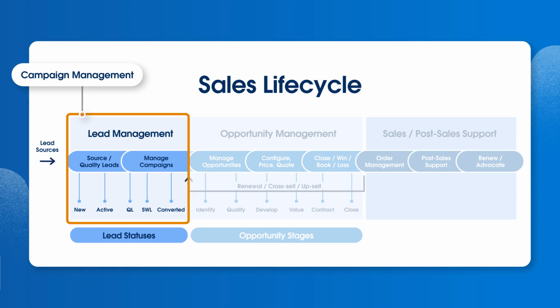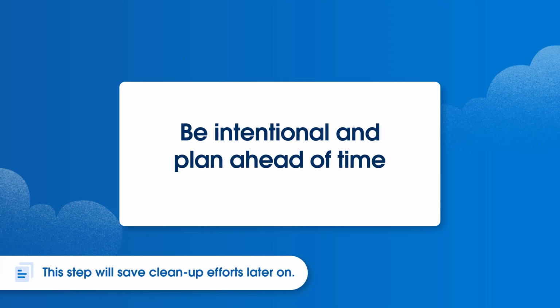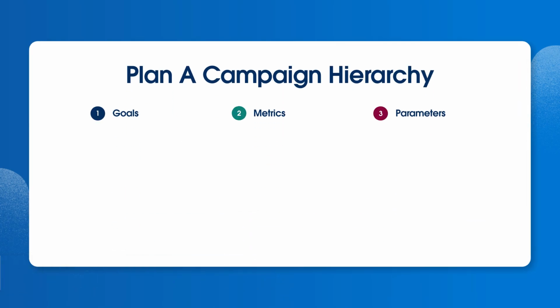The first step is to plan, then build out the campaign. When it comes to building campaigns, make sure you are intentional and plan a campaign strategy ahead of time. This step will save cleanup efforts later on. In the campaign planning stage, consider these three key areas: goals, metrics, and parameters.